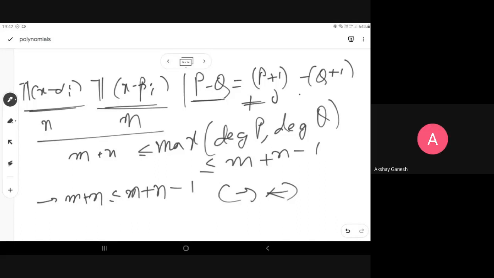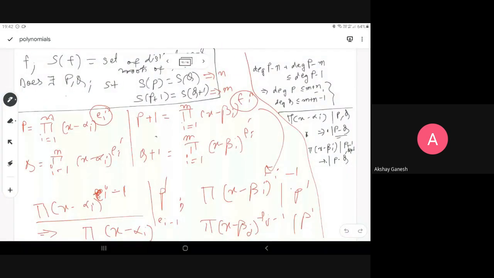Can you go over once again that inequality where you got the maximum of degree p comma degree q is less than or equal to m plus n minus 1?